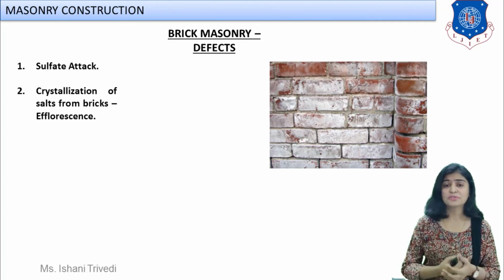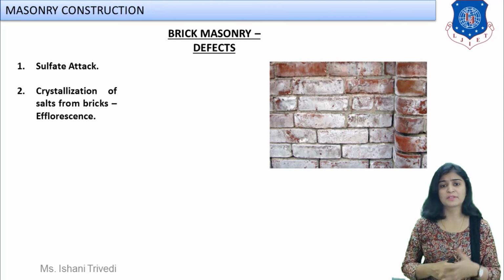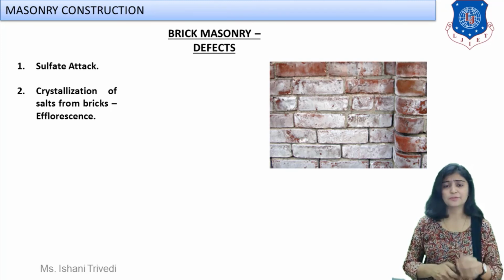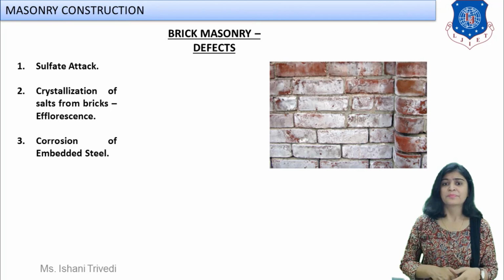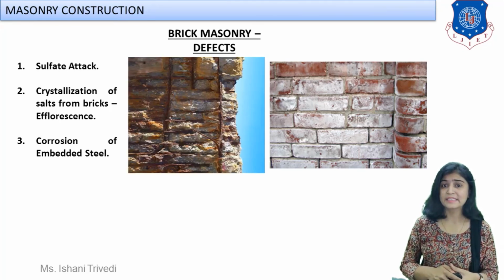So how do you remove this type of defect? You can simply brush it off, you can wash it off with some solution or chemical, and efflorescence can be removed. Next, what we have is corrosion of embedded steel.